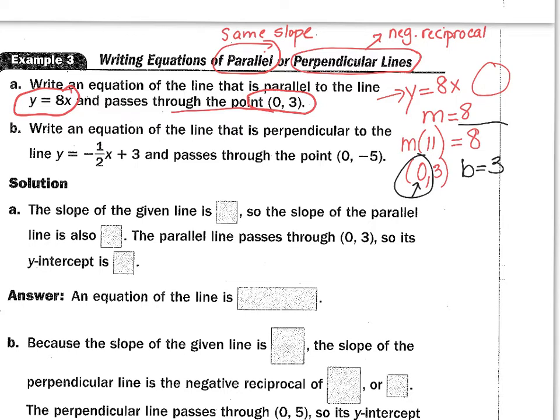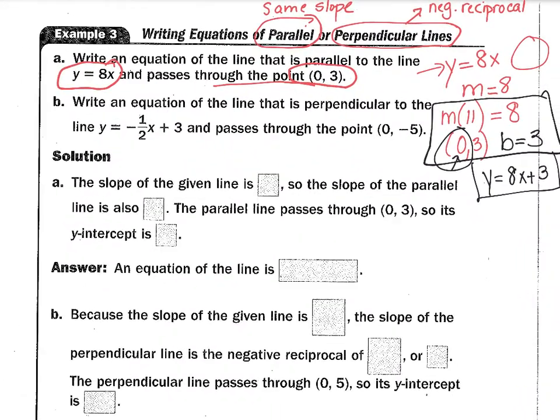So now we have everything that we need. So we're going to write y equals 8x plus 3. That is the line that's parallel to y equals 8x. That's one of the lines, okay? Part B says, write an equation of the line that is perpendicular to y equals negative 1/2 x plus 3.